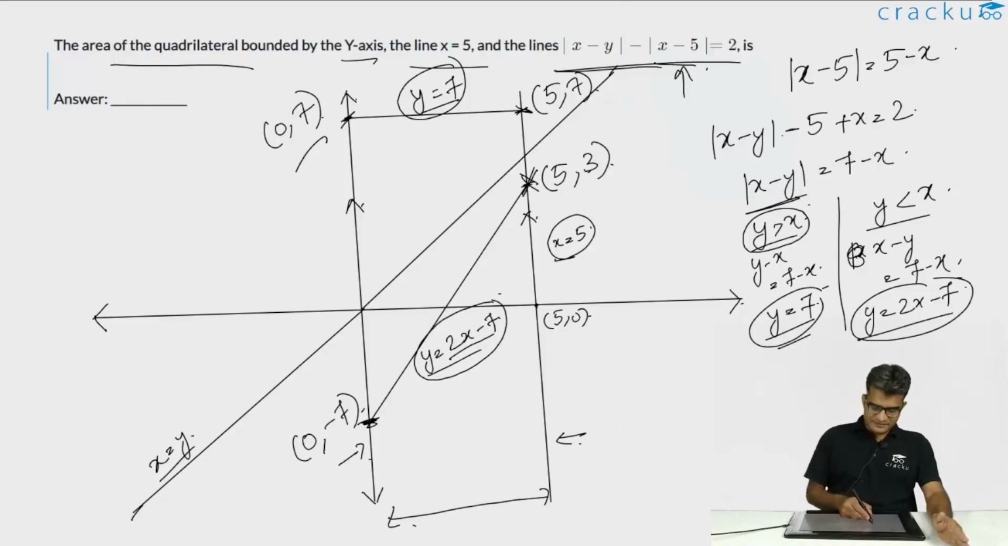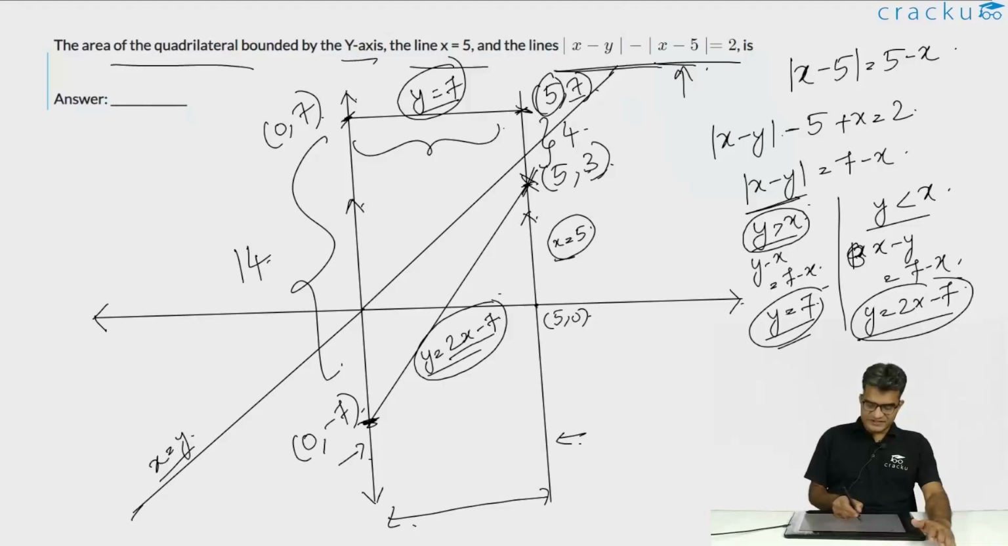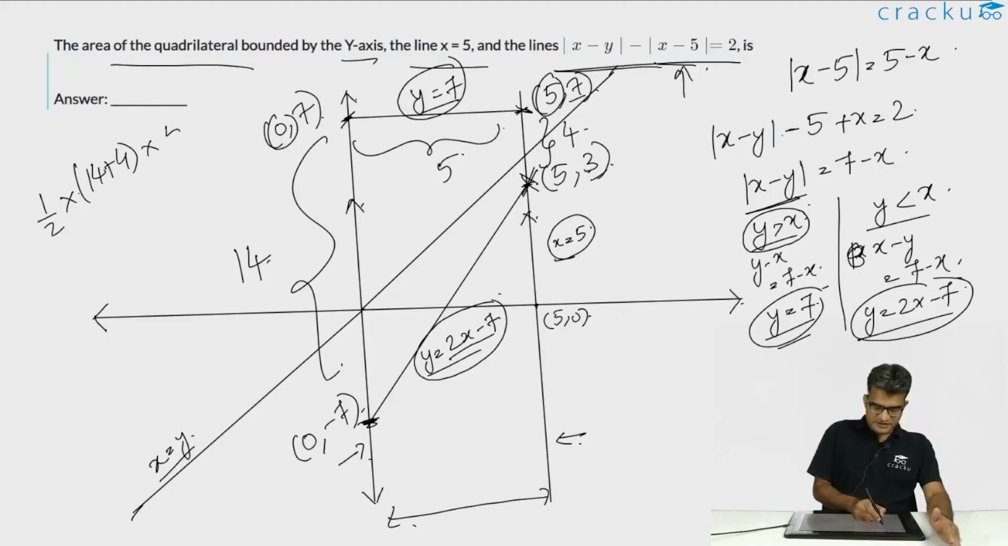In this trapezium, this side's length is 7 minus of minus 7, which is 14 units. This side's length is 7 minus 3, which is 4 units. And the distance between the parallel lines is 5 units. Therefore, the area of this trapezium is half into the sum of the parallel sides, which is 14 plus 4, into the distance between them, which is 5. This is equal to 9 into 5, which is equal to 45 square units. So the answer for this question is 45.